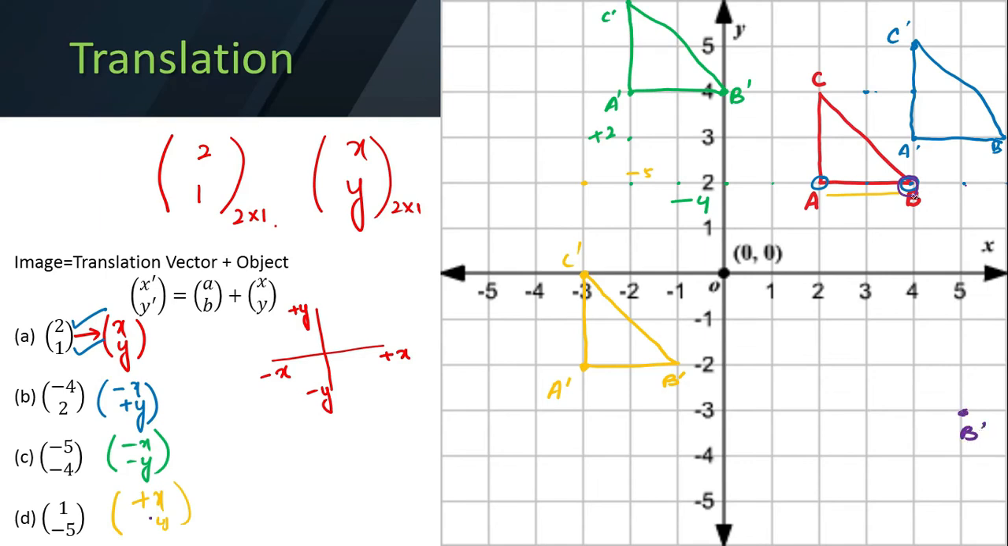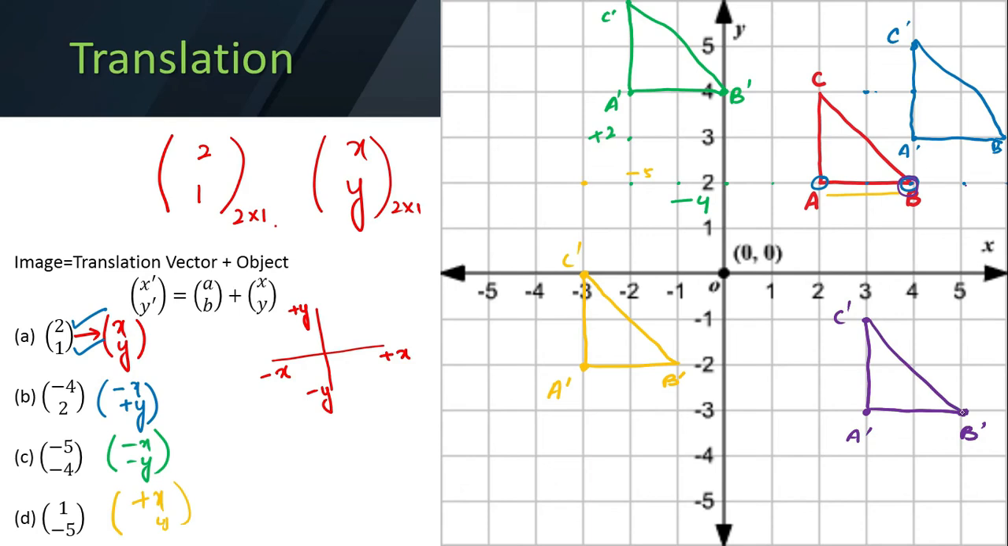Now as we know that the distance of A and B is two boxes, so from the left hand side we will mark A complement on two boxes, and then from point A we will mark two boxes above for point C. So this is the image of the last column vector, positive 1 and negative 5.